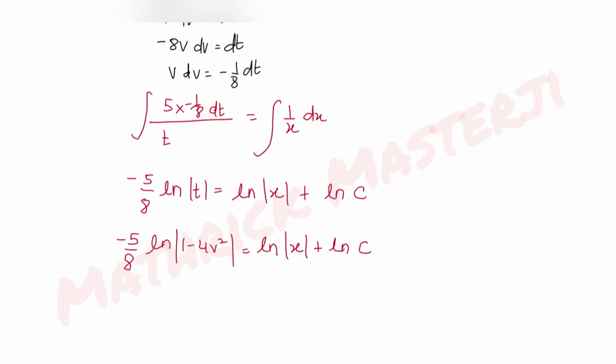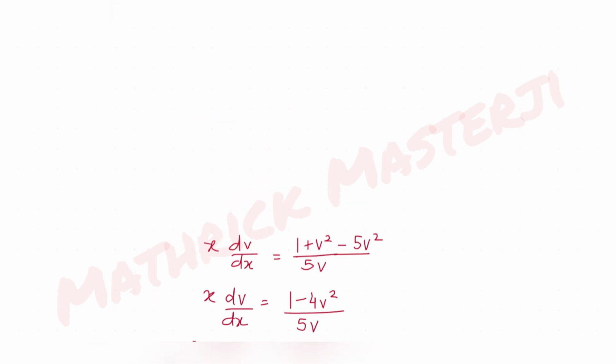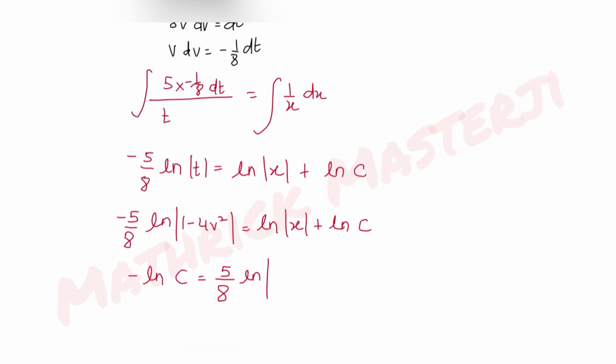Now further, I'll take this entire expression on one side. So I get from here minus natural log of c. I'm taking this on the other side, equal to 5 over 8 natural log of 1 minus 4v square. We already know v was y over x, right? We had substituted y as v into x. So resubstituting v, I get y over x. So 1 minus 4 (y over x) the whole square, plus natural log of mod of x.